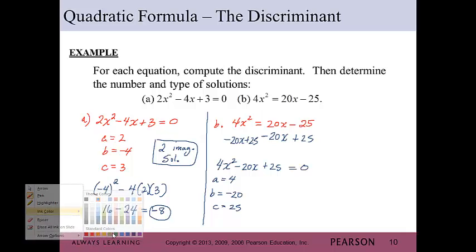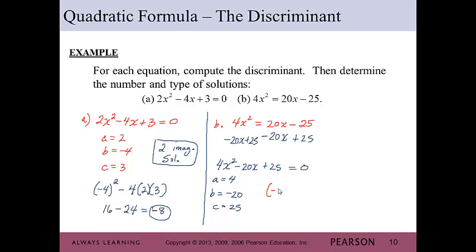So now we can compute the discriminant, and it's going to be negative 20 squared minus 4 times 4 times 25. So this is 400 minus 400, which is 0. Therefore, we have one real solution.